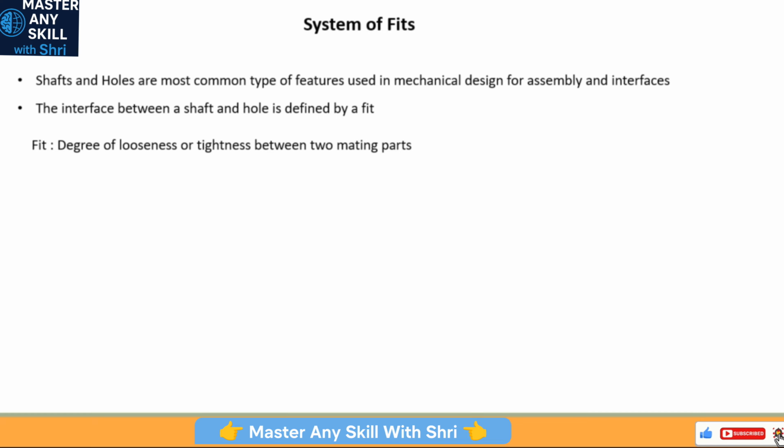So if you take any mechanical design which has multiple parts, it will have shafts and holes which are associated and have mating features. The definition of those mating features is generally done by defining the fit. If we have a shaft and a hole as shown over here, the relative difference between the size of the shaft, that is the OD of the shaft, and the ID of the hole will define the nature of fit, the degree of looseness or tightness between these two parts.